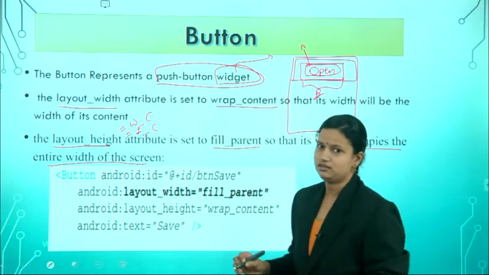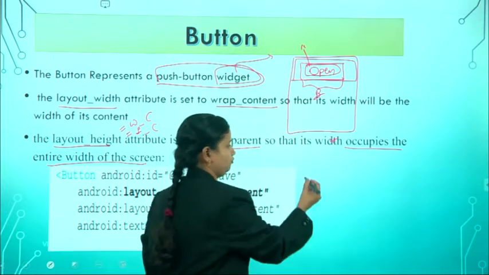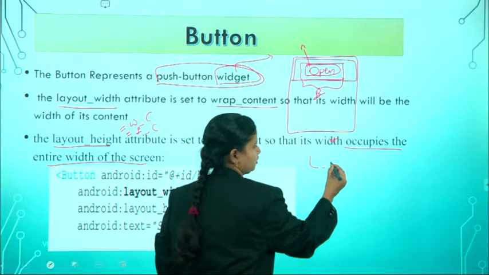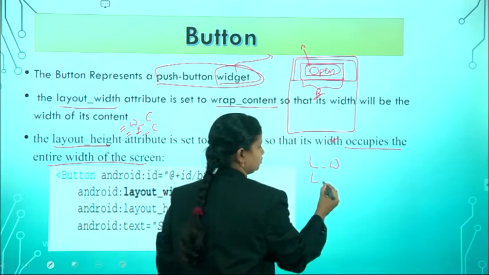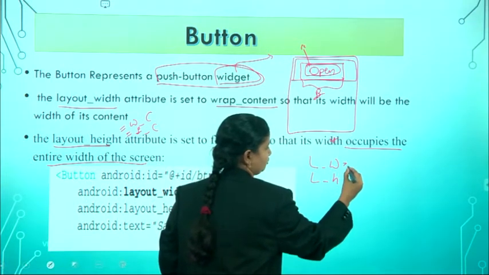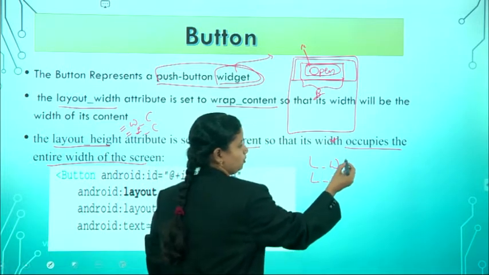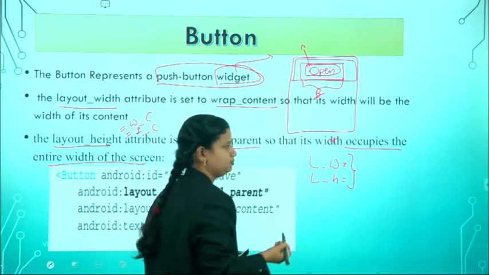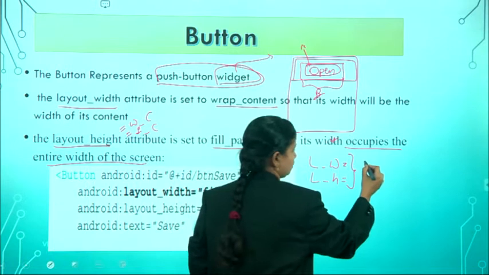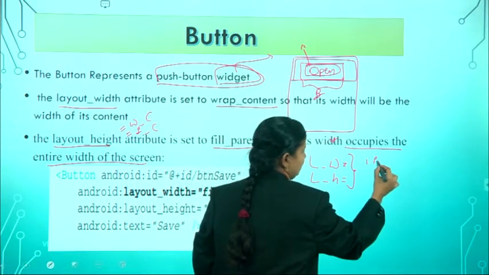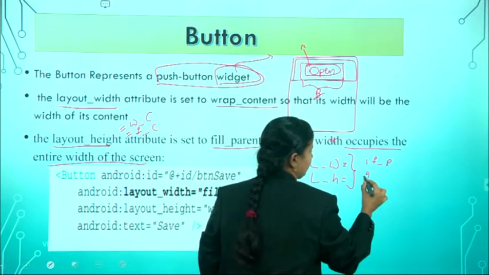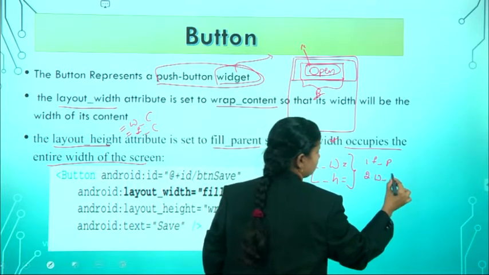So the first thing is we have to specify two different properties for the button size. What are those? Layout width and layout height. For these two properties we have to specify two different values. The first value is fill parent and the second value is wrap underscore content.